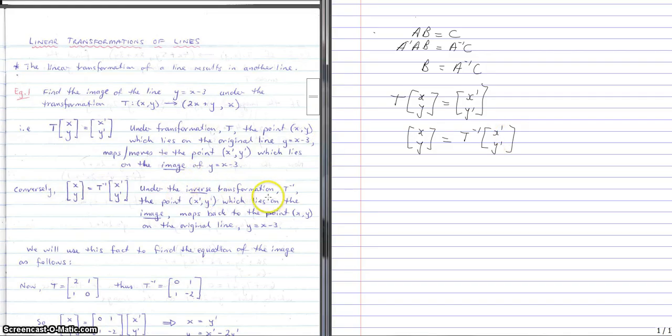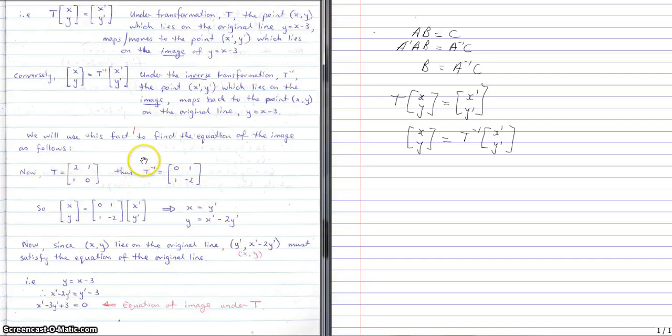So under the inverse transformation, the inverse of T, the point (x', y'), which lies on the image, maps back to the point (x, y) on the original line. So if we applied the inverse transformation to the image, that would produce back our original point, going in reverse. We're going to use that fact to find the equation of the image as follows.